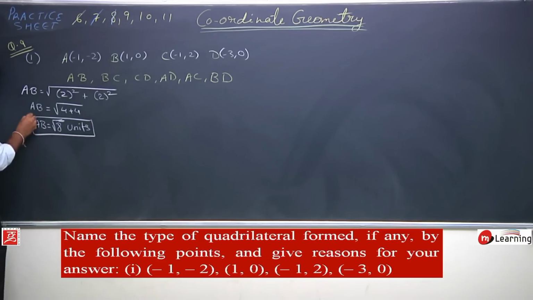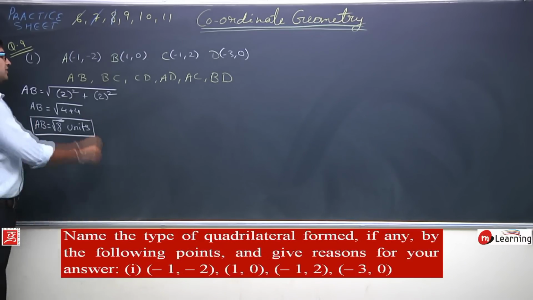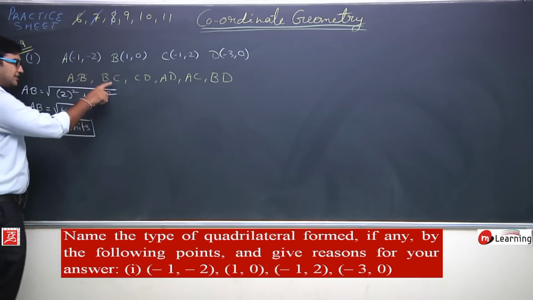So the length of AB is root 8 units. So we have calculated the length of AB. Now let us calculate BC.